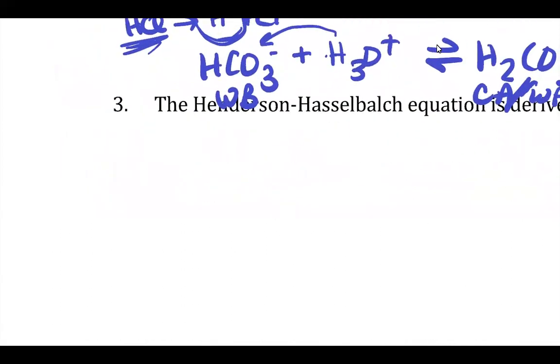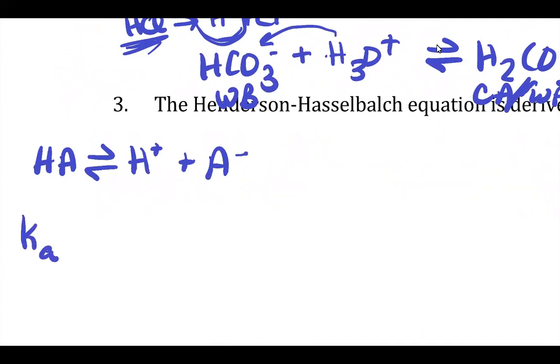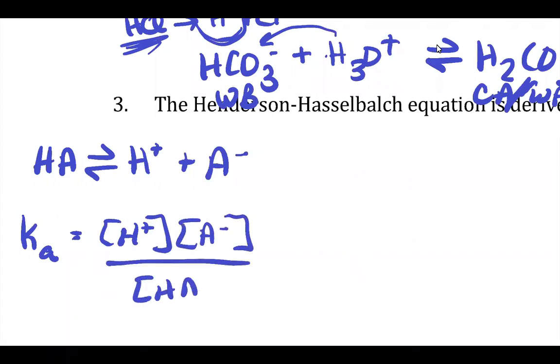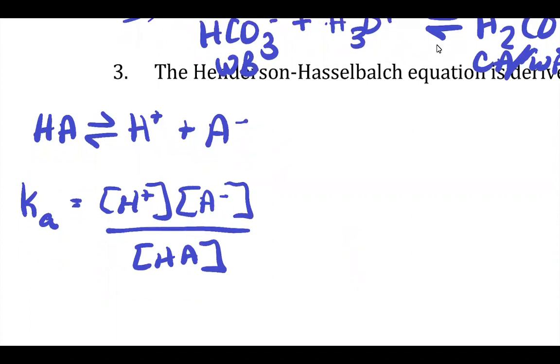So remember, when we talk about dissociation of a weak acid, we have HA dissociating reversibly to H plus and our conjugate base, A minus. From that, we can write a Ka. This is what we derive from, our equilibrium expression for our acid. So we write H plus times A minus over HA, products over reactants, excuse me.